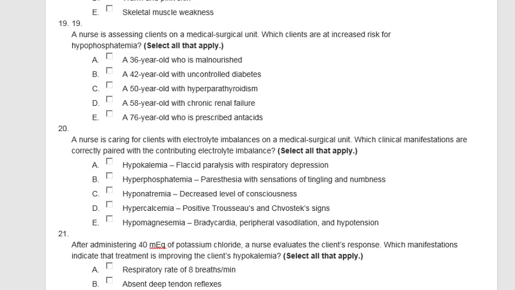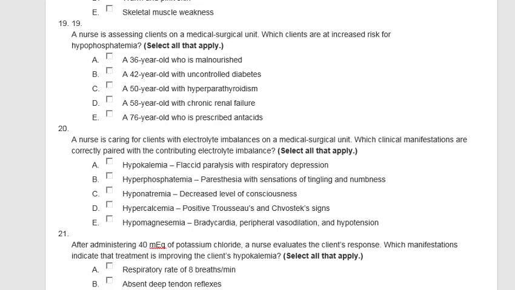Okay, let's look at number 20. A nurse is caring for clients with electrolyte imbalance on a med-surg unit. Which clinical manifestations are correctly paired with the contributing electrolyte imbalance? So it's basically saying which of these are correct. Okay? Low potassium. Does it cause paralysis and respiratory depression? Yes, we've talked about that.